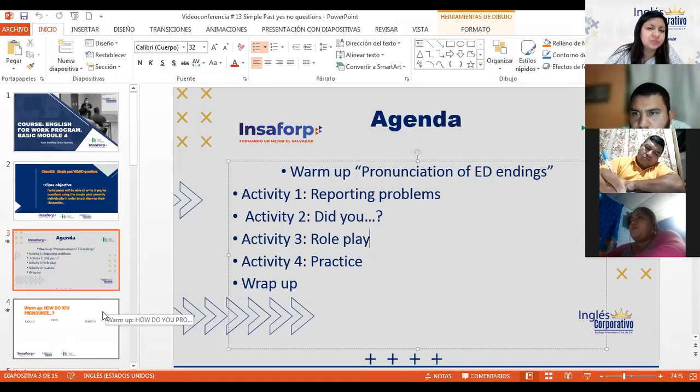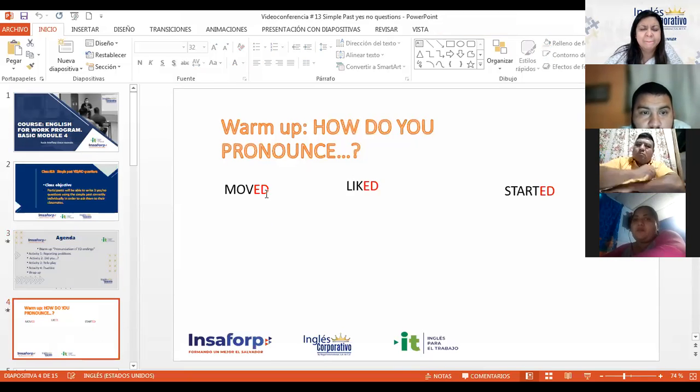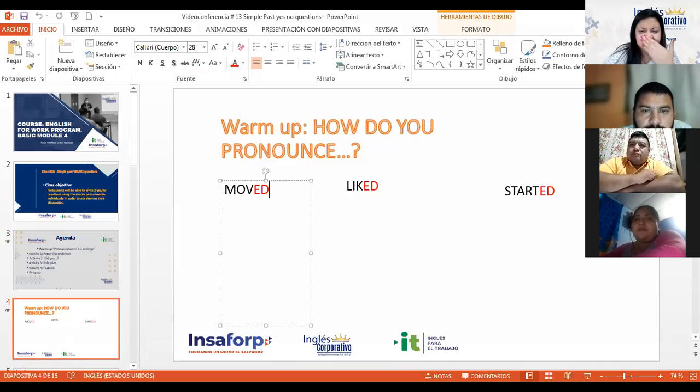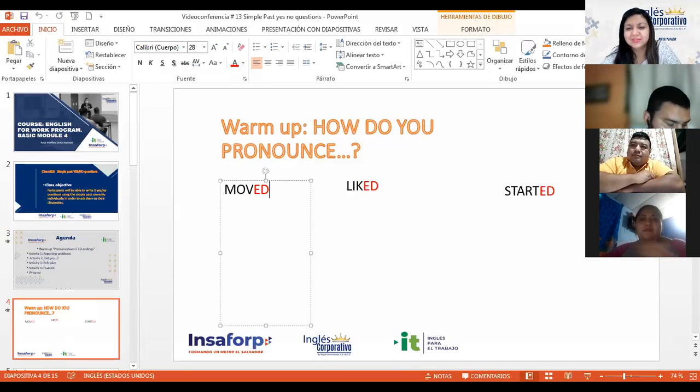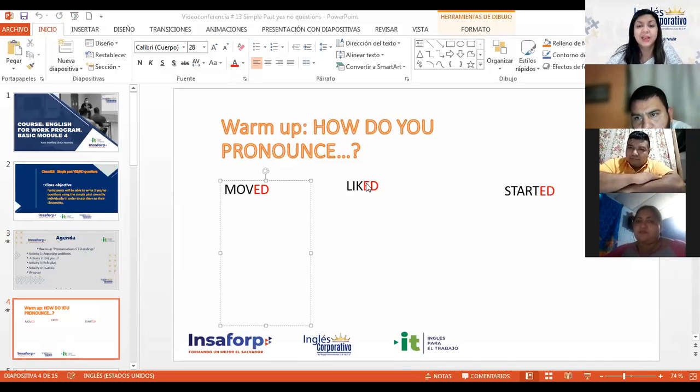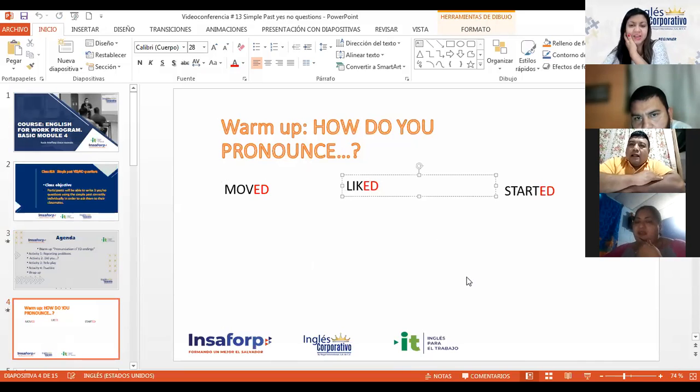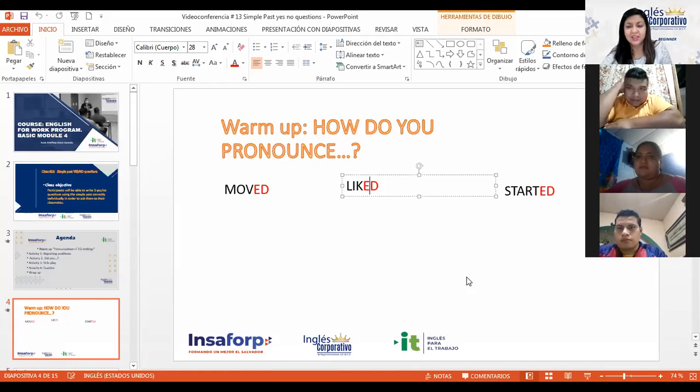So I would like a volunteer to tell me, how do you pronounce these verbs in past? Does somebody know? Moved. The second one. Moved. Liked. And the last one. Started. Okay, guys.